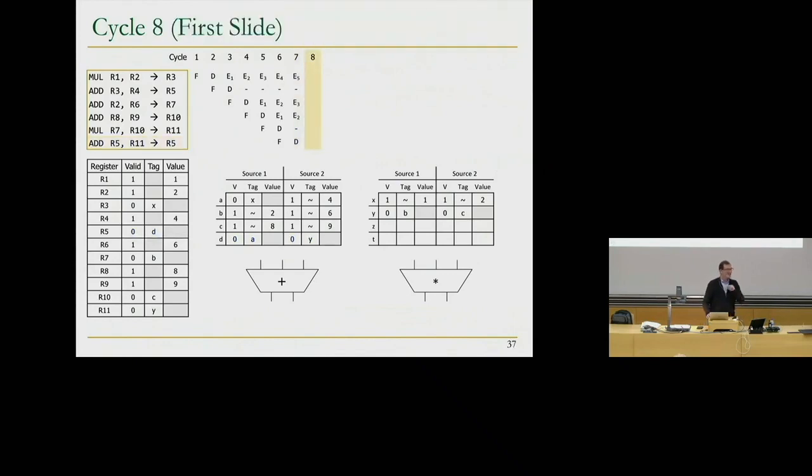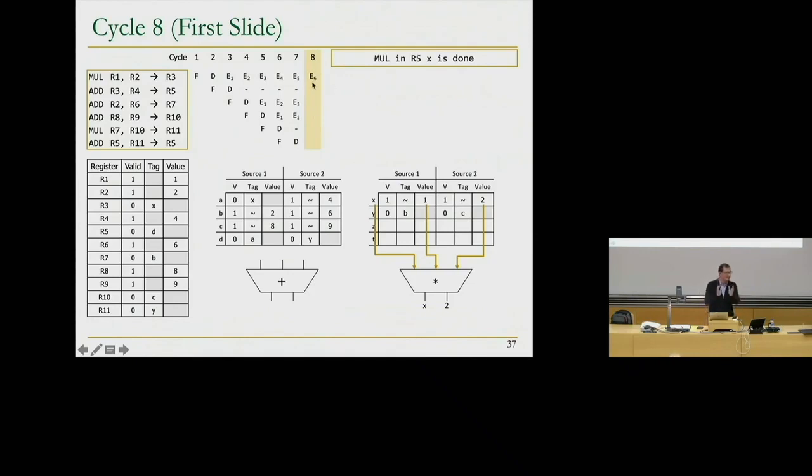So cycle 8 is an interesting cycle, so we're going to spend a little bit of time on this. This is the first slide, that's why. So what's happening in cycle 8? Multiply in RSX, reservation station X, is done, actually, because this is the last cycle. And we're going to send the value out.